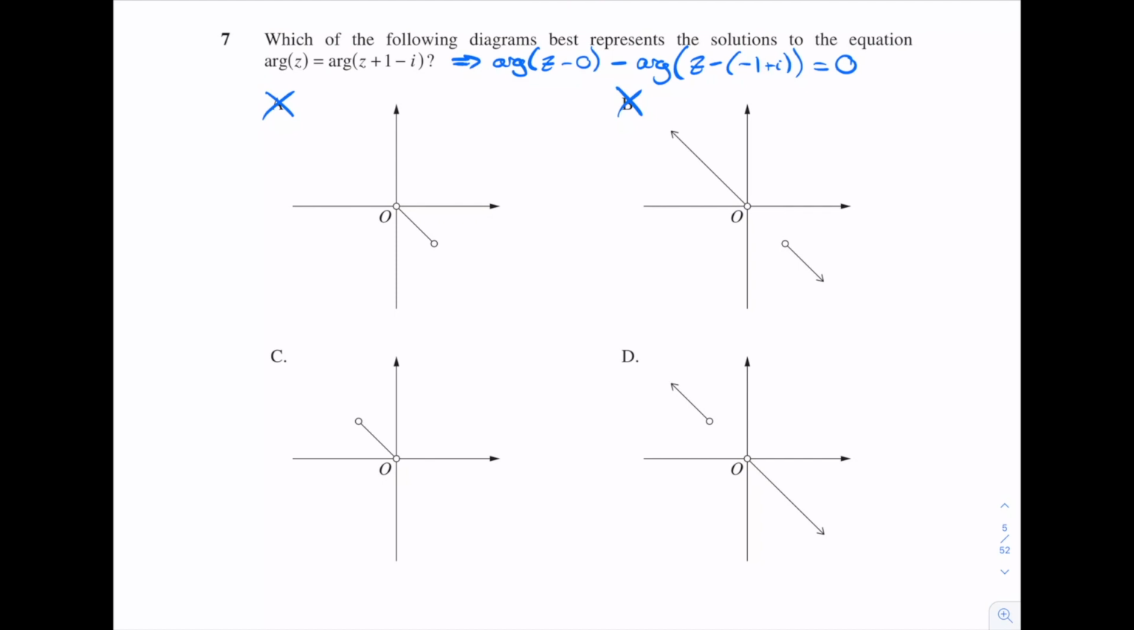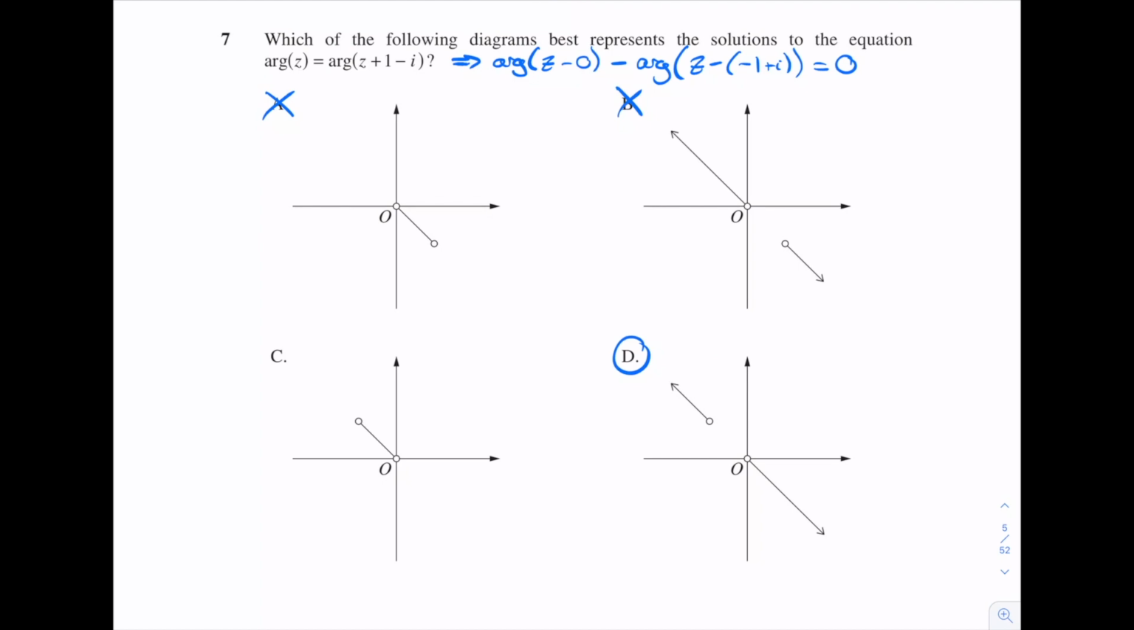And now the question is: is it the line segment between the two, as in option C, or is it the one that's outside of the two? And the answer is it's going to be the one outside of the two. The reason is that we want the arguments between the two numbers to be equal to 0. If I'm at some point in here, the arg is actually going to be pi, it won't be 0. Okay, so that's why the answer in this case is D.